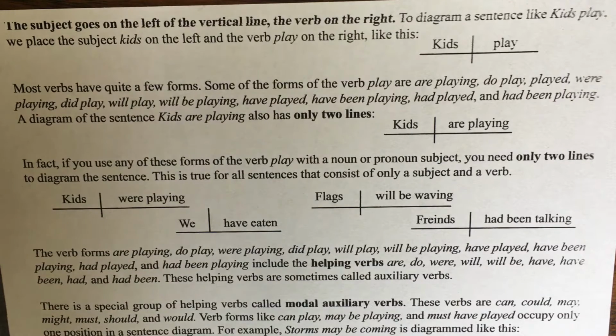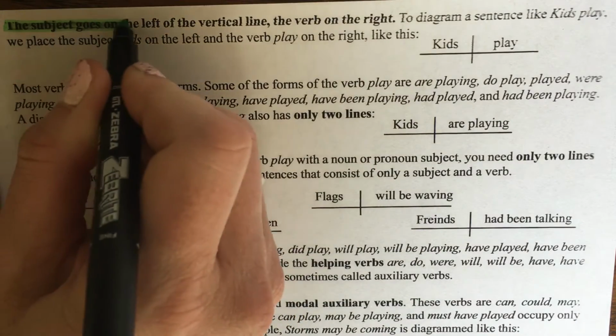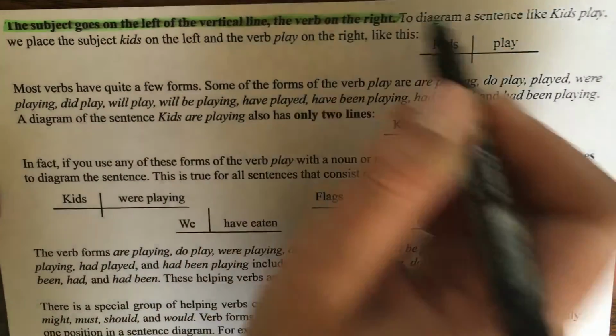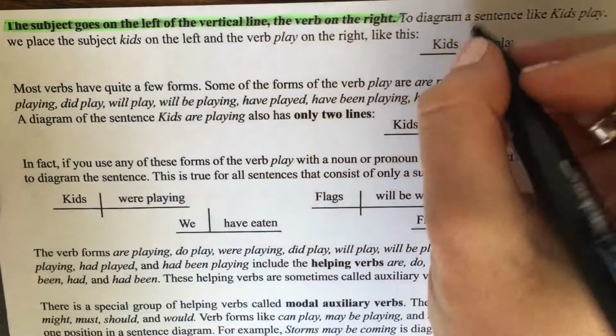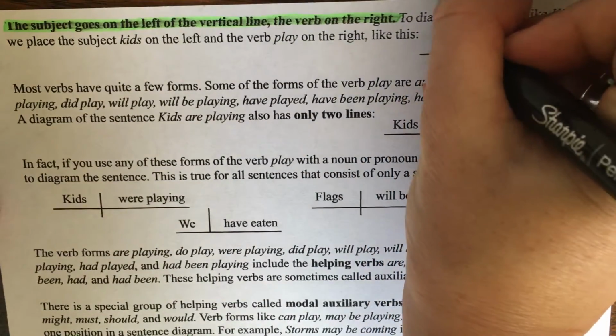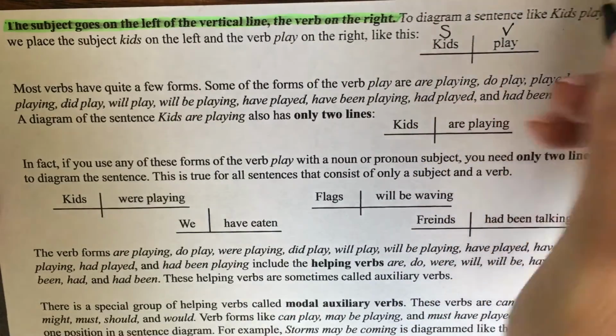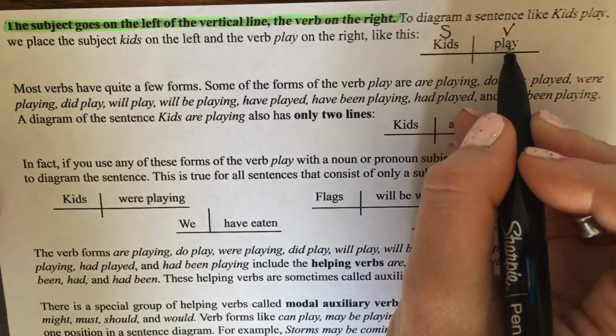So when we diagram a sentence, we always start with the subject, or who or what the sentence is about, and then the verb, which is the action or feeling the subject is doing. When we diagram, the subject goes on the left of a vertical line and the verb goes on the right. It looks something like this example right here. If we had the sentence "kids play," kids is our subject, play is our verb. So our subject goes on the left and the verb goes on the right.